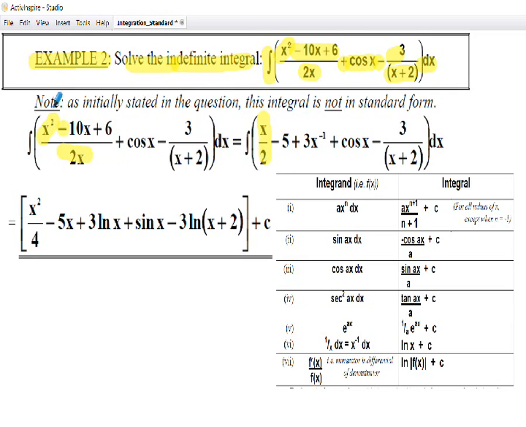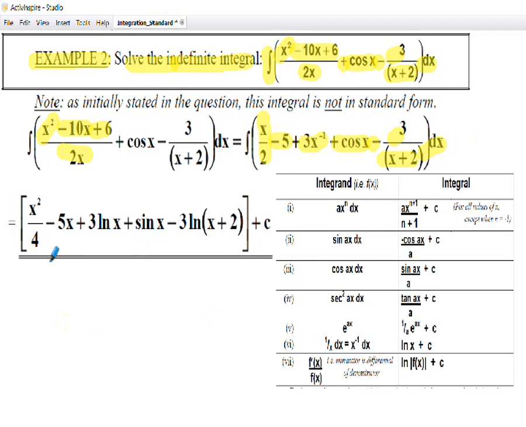If I divide my minus 10x by 2x, I get minus 5, standard form. If I divide the 6 by the 2x, I get 3x to the minus 1, bringing the x to the top line here, and again that's standard form. The plus cos x is standard form, and so is the minus 3 upon (x plus 2), all standard form, and all integrated with respect to x.